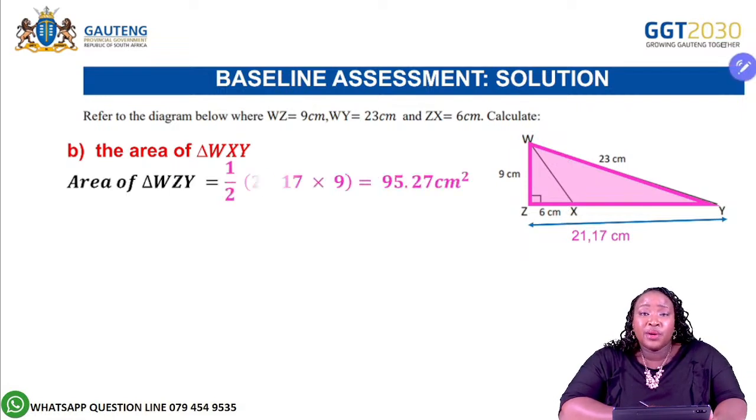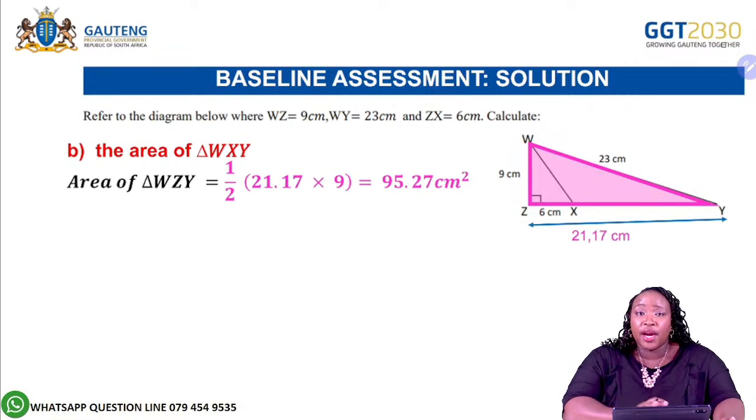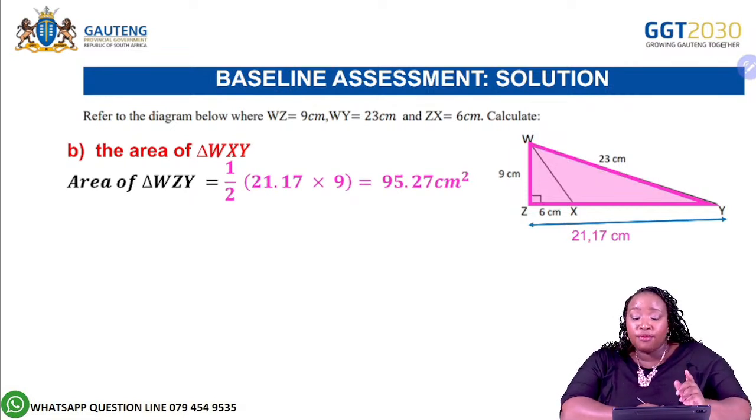Okay. Now what we are going to do is to calculate the area of the big triangle, WZY or WYZ, and then subtract the area of WXZ or XWZ, right? And then what is left is going to give us the area of WXY. So that is one of the methods we are going to use there.